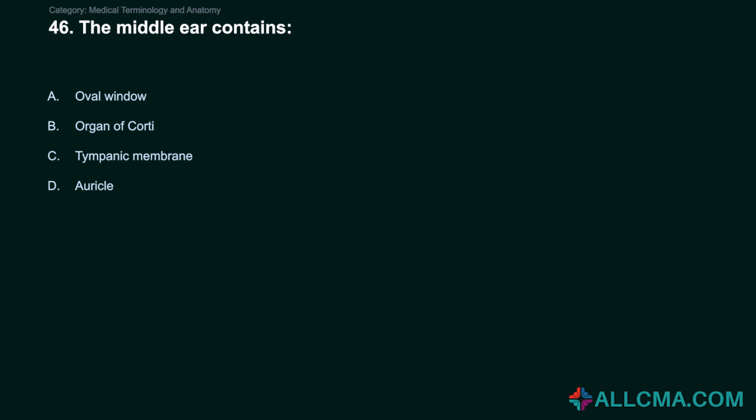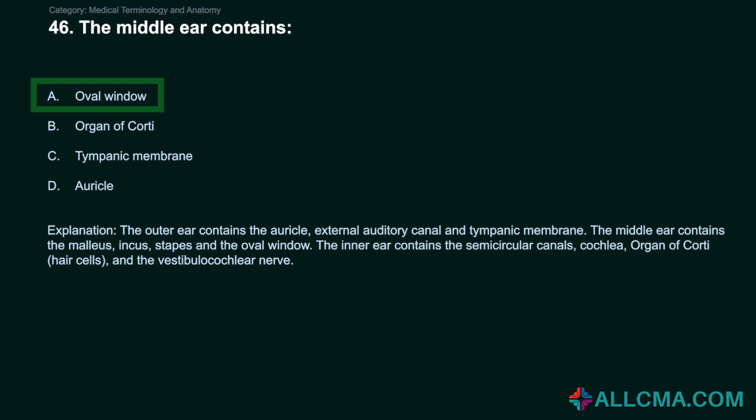46. The middle ear contains A. Oval window. B. Organ of Corti. C. Tympanic membrane. D. Auricle. Correct answer, A. Oval window. The outer ear contains the auricle, external auditory canal, and tympanic membrane. The middle ear contains the malleus, incus, stapes, and the oval window. The inner ear contains the semicircular canals, cochlea, organ of Corti, hair cells, and the vestibulocochlear nerve.